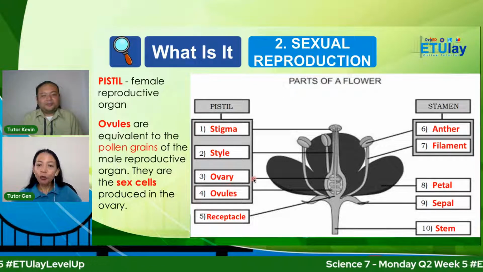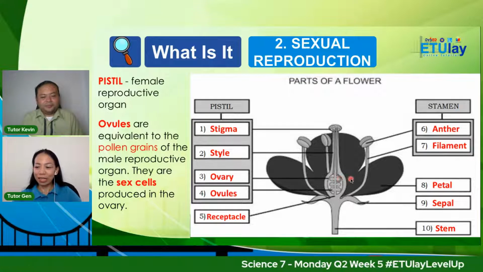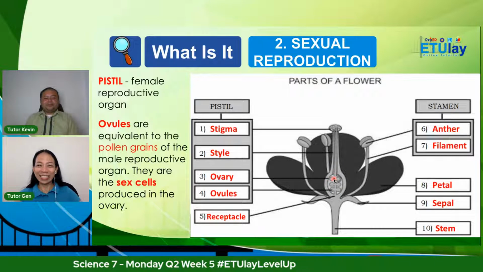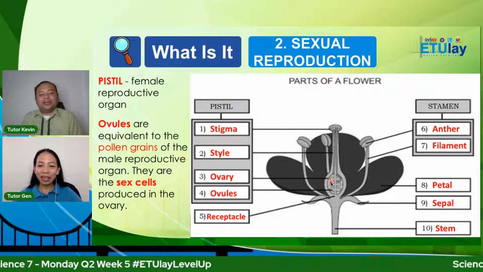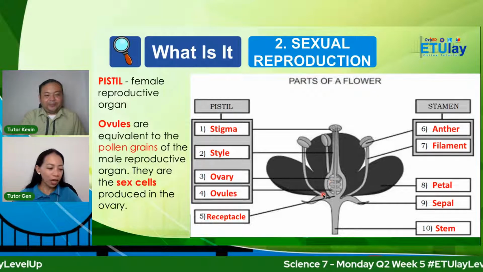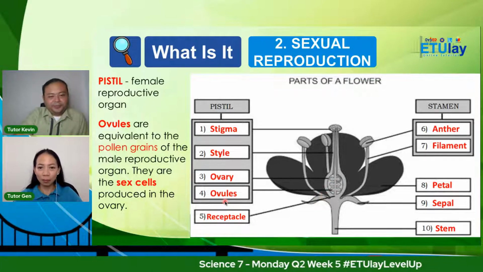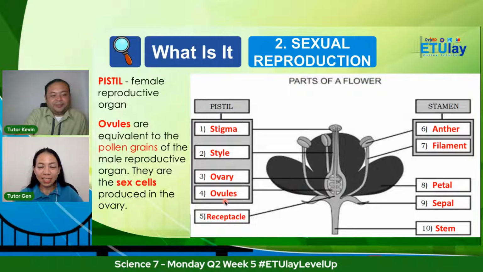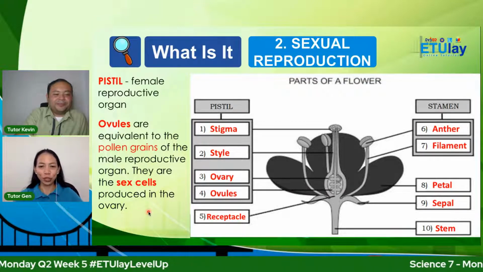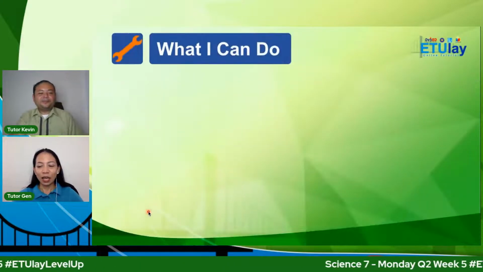What becomes the fruit, Tutor Kev, you like fruits, is the ovary. It becomes the fruit of the plant. The ovules become the seeds of the plant later, when they mature.